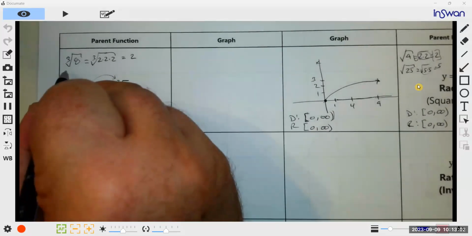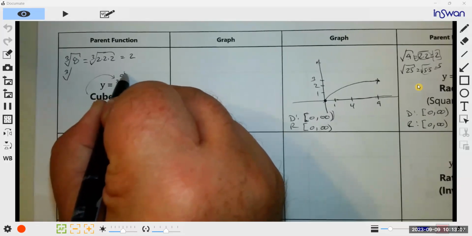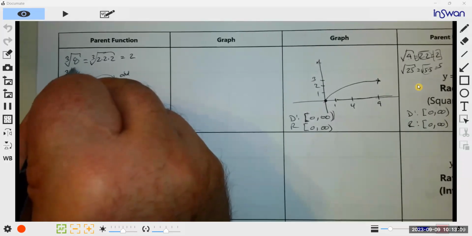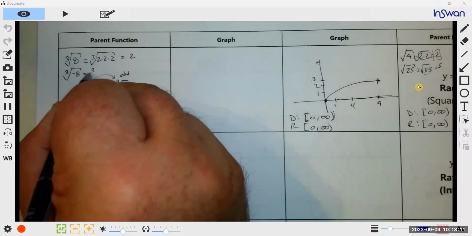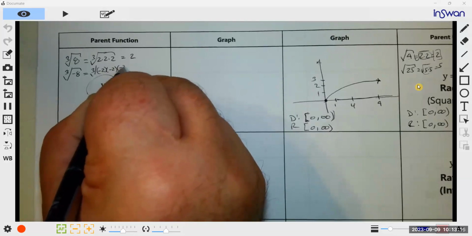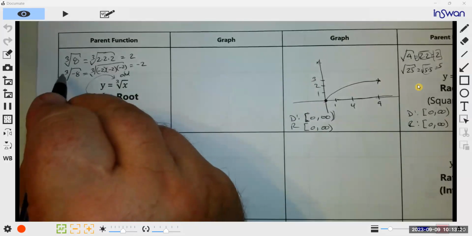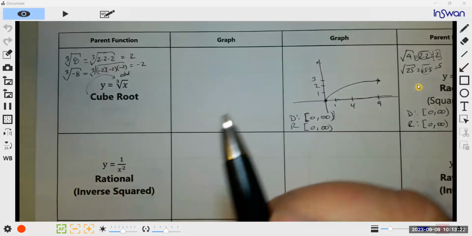But now, since we have an odd root, I can have a negative in there. Negative 2 times negative 2 is positive 4, times negative 2 is negative 8. So the cube root of negative 8 is negative 2.